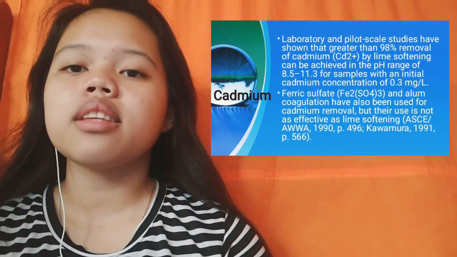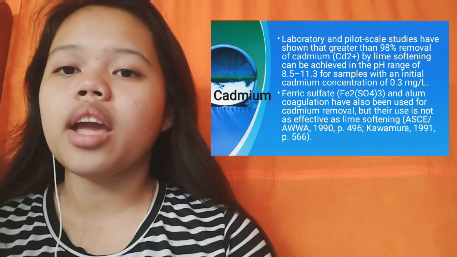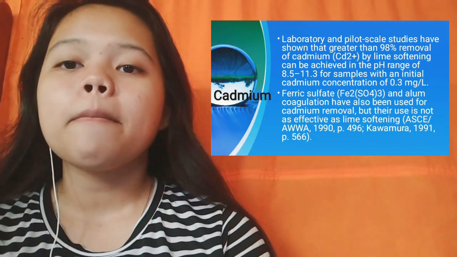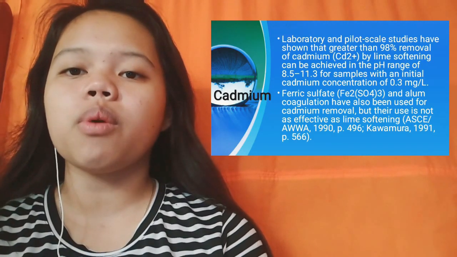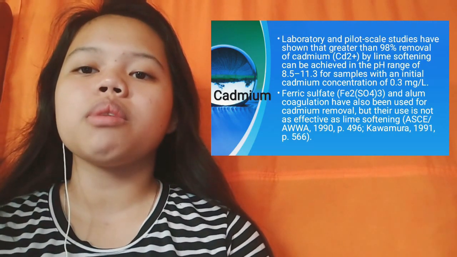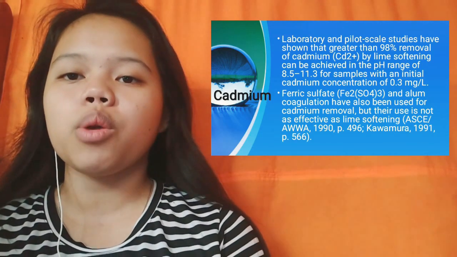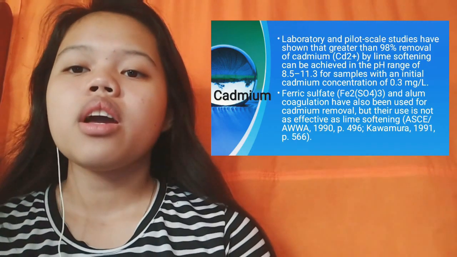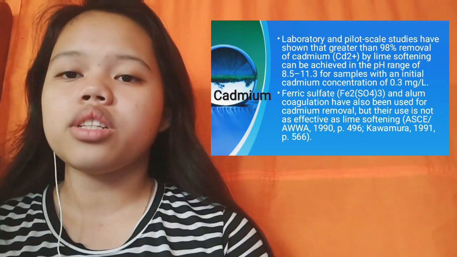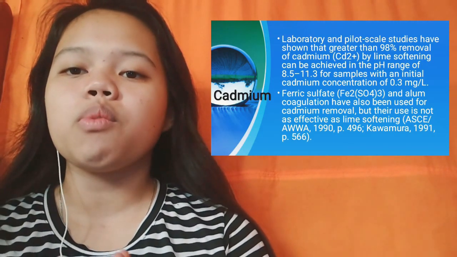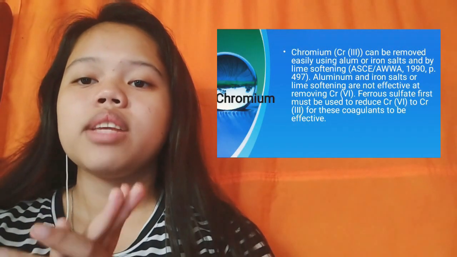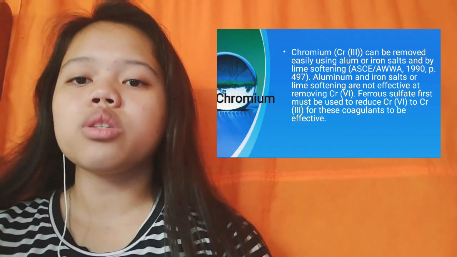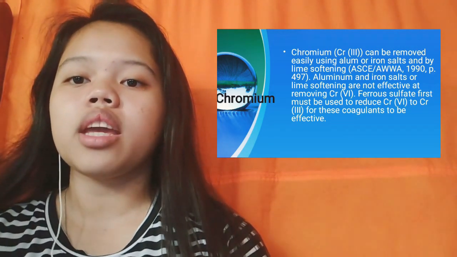Laboratory and pilot scale studies have shown that greater than 98% removal of cadmium by lime softening can be achieved in the pH range of 8.5 to 11.3 for samples with an initial cadmium concentration of 0.3 mg per liter. Ferric sulfate and alum coagulation have also been used for cadmium removal, but their use is not as effective as lime softening. Chromium can be removed easily using alum or iron salts and by lime softening.